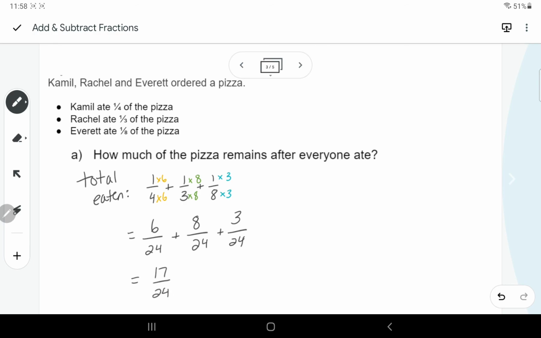So if they ate 17/24 of the pizza, the leftover would be the other slices. So leftover would be 8/24, or you could think of that as you would have a whole pizza, 24 out of 24 minus 17 out of 24, which is 8 over 24. We can reduce that to 1/3. So there's 1/3 of the pizza left over.